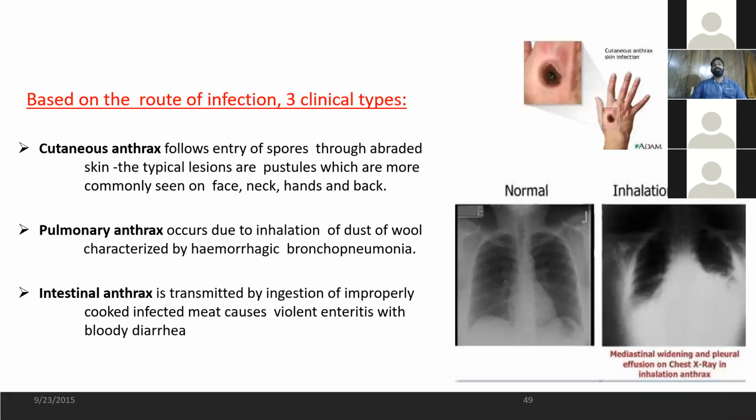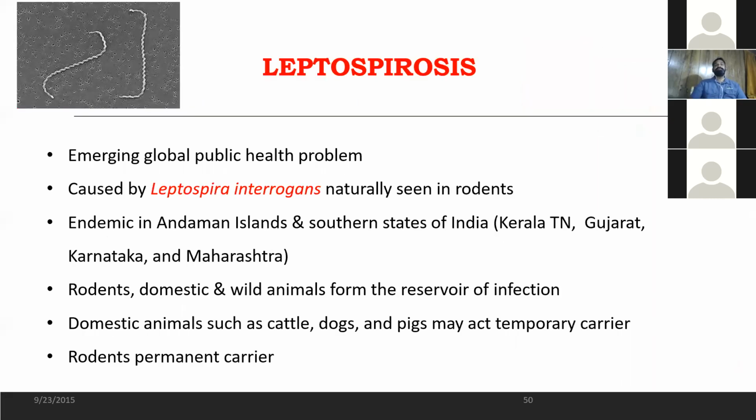The first one is cutaneous anthrax, which follows entry of spores through abraded skin. The typical lesions are pustules, which are more commonly seen on the face, neck, hands, and back. Pulmonary anthrax occurs due to inhalation of wool dust, characterized by hemorrhagic bronchopneumonia. Intestinal anthrax is transmitted by ingestion of improperly cooked infected meat, causing violent enteritis with bloody diarrhea. So we all know that the carcass should not be opened, or if the spores come in contact with any of these routes, then we will have different clinical types.